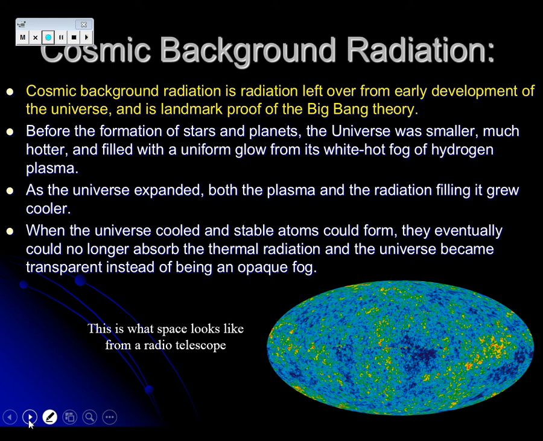As the universe expanded, both the plasma and the radiation filling it grew cooler. It eventually cooled to a point where stable atoms could form. They eventually could no longer absorb the thermal radiation, and the universe became transparent instead of being an opaque fog. That is what this picture on the bottom right is showing you.